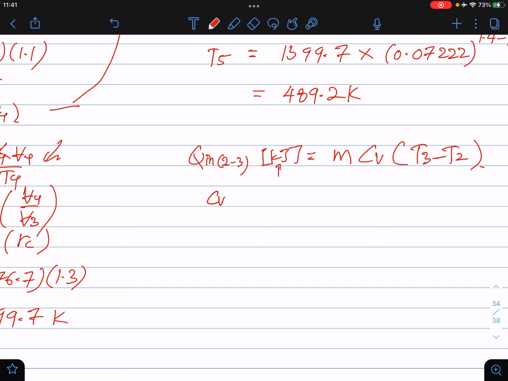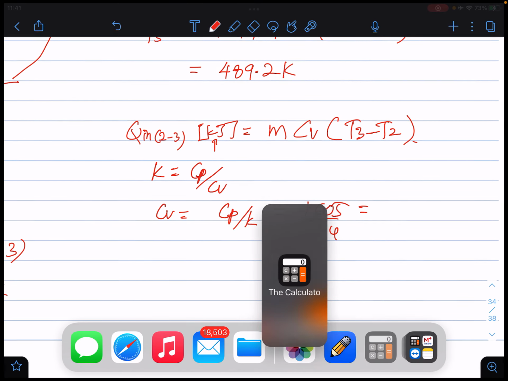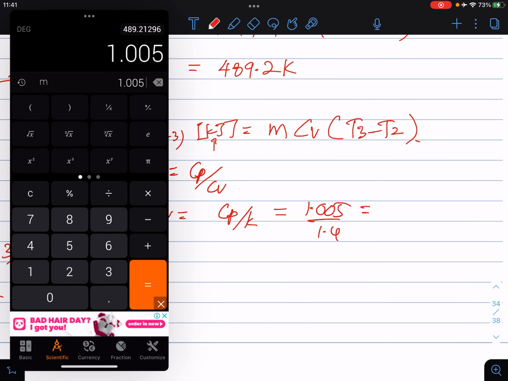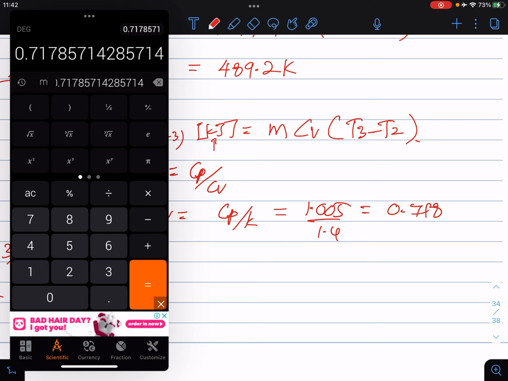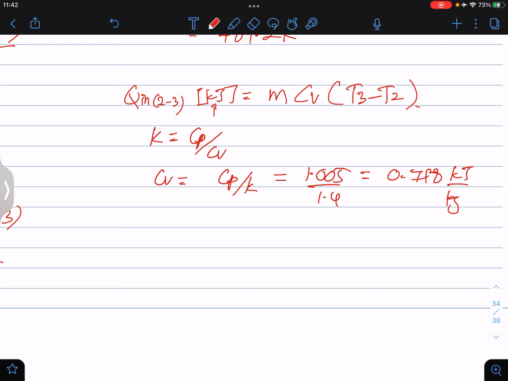Start with k. The formula is k equals Cp over Cv, so Cv equals Cp over k, which is 1.005 over 1.4. This is equal to 0.717, or you can just use 0.718, which is okay, because this is the typical or common value when we want to use the value of Cv for air. The unit here is kilojoule per kg Kelvin.